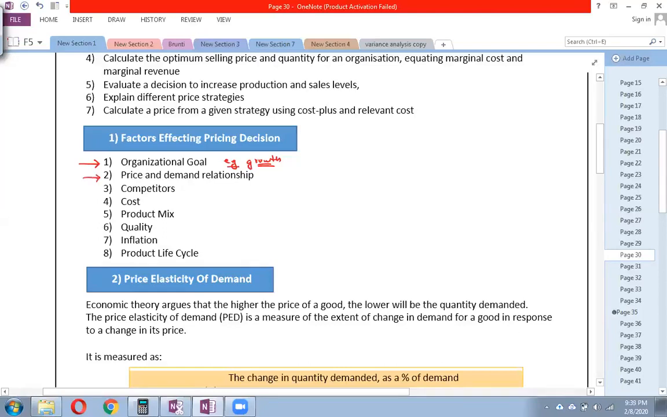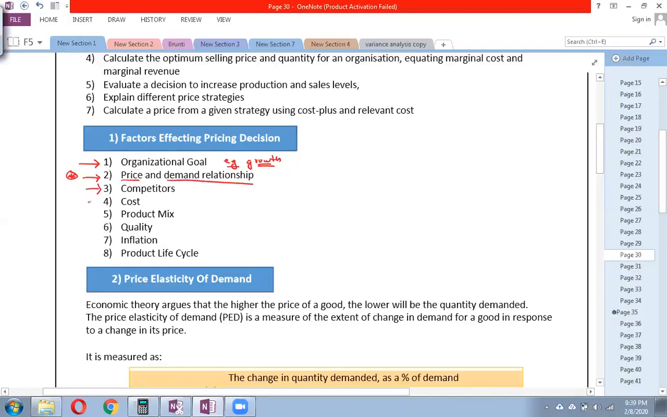You will also consider the price and the demand relationship. Like if the price is very high, demand is going to be low, right? If the price is too low, demand is going to be too high, right? The price and demand relationship, right? We are mainly going to focus on this in a while. We will also consider what our competitors are charging. So if the competitors start charging less, you have to reduce your price as well.